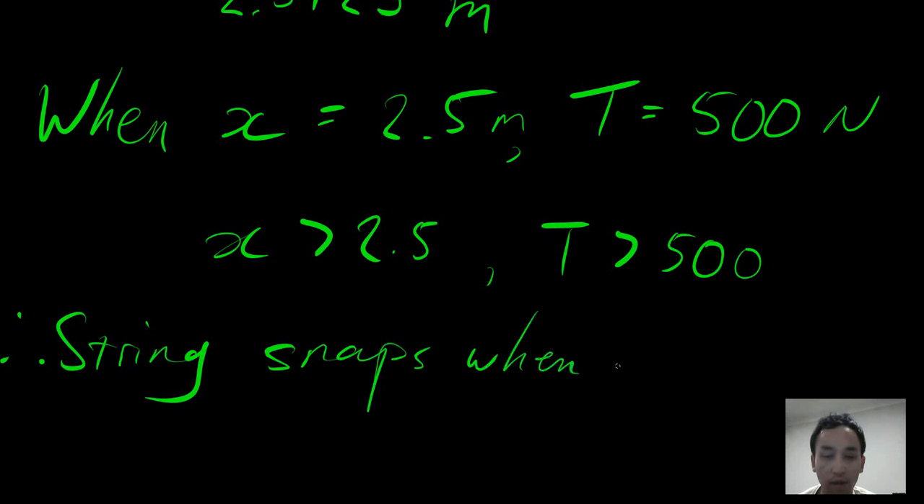When Peter is 2.5 meters to the right of the pivot, to one decimal place.